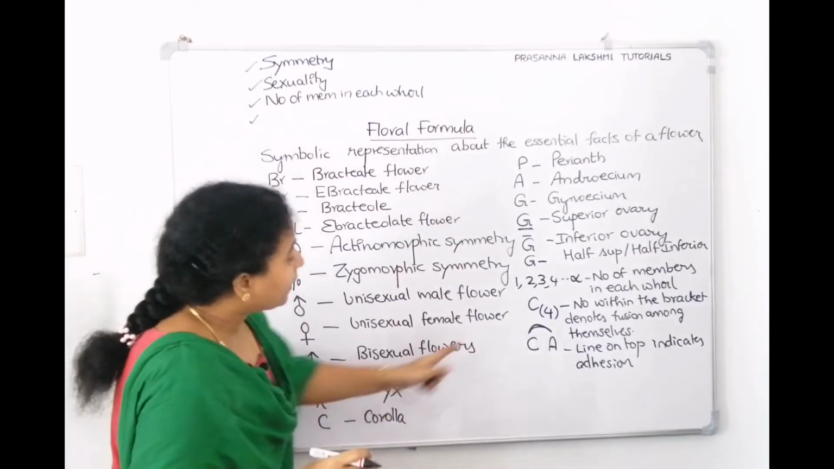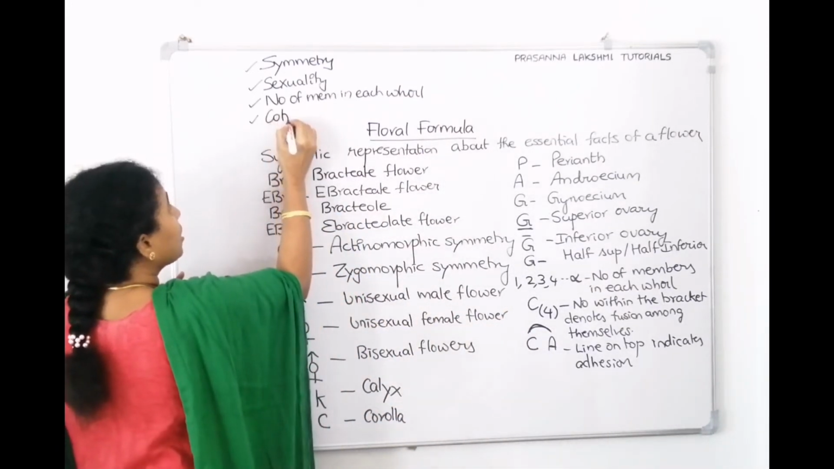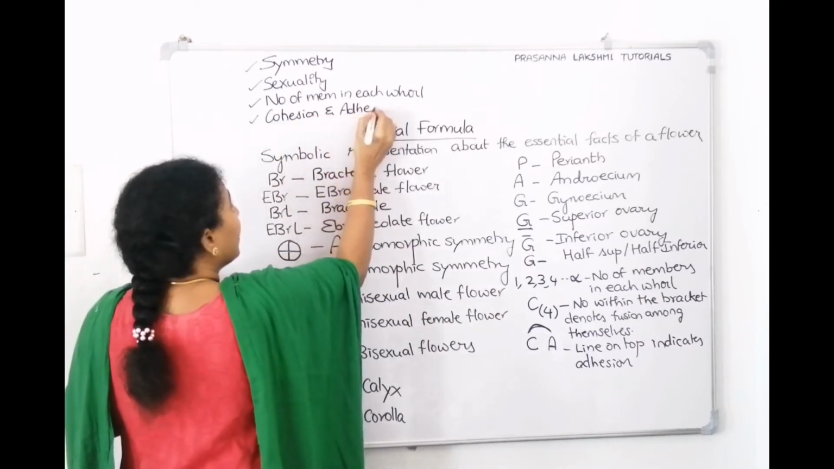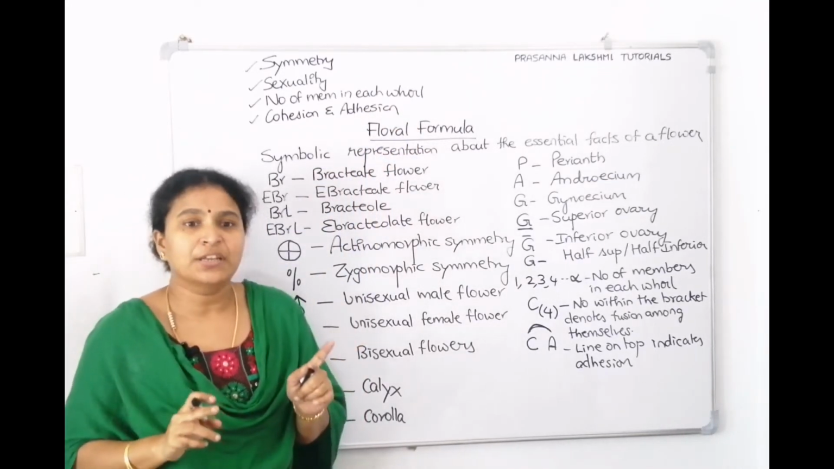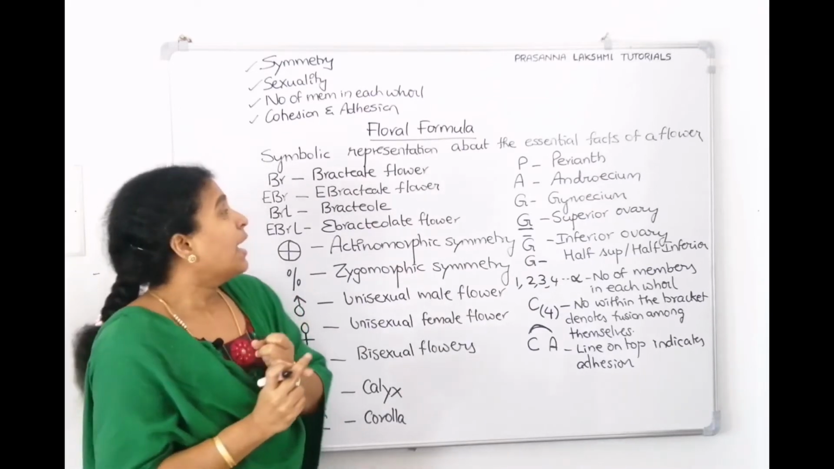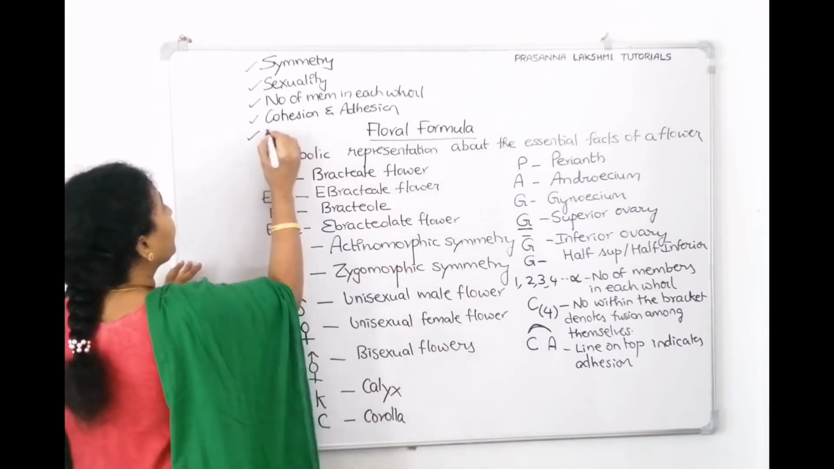We can also tell cohesion or adhesion. So we can get the information about cohesion and adhesion here. Various floral parts we can tell, their sexuality we can tell, and the position of the gynoecium also we can tell.